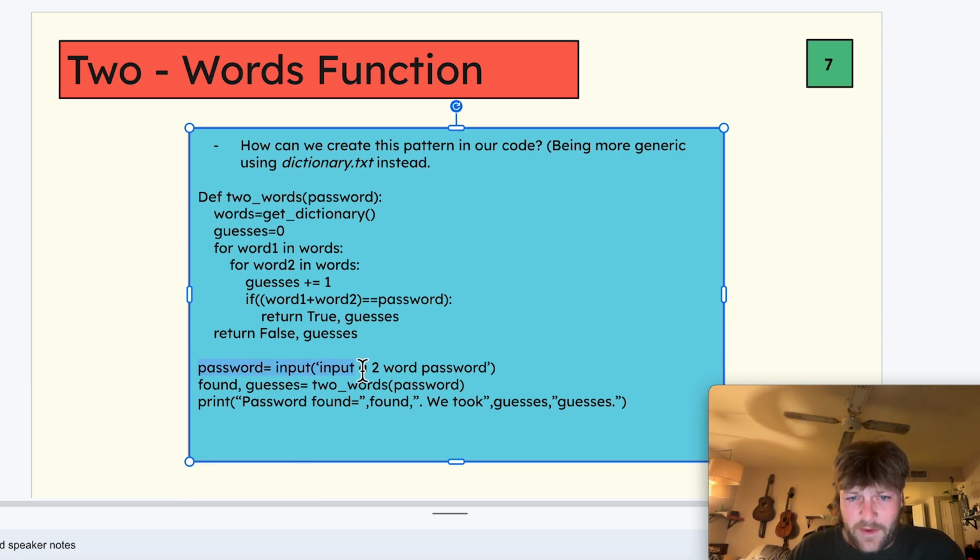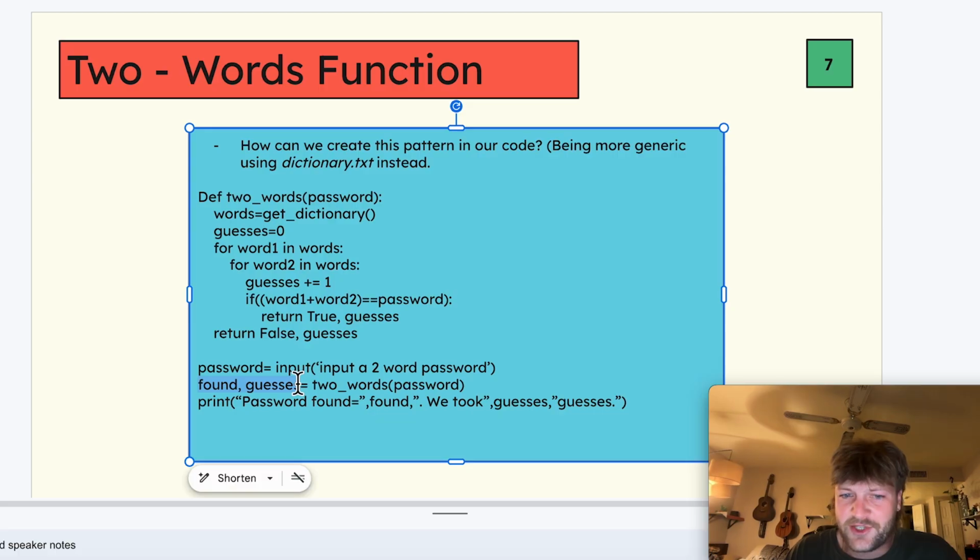And so then what we can end up doing is we can have the user input a 2-word password that we want our code to be able to guess. If it is found, it will end up printing out here, password found equals true, and then it will tell us how many guesses it took, right?